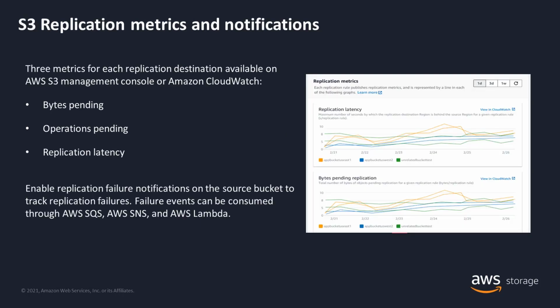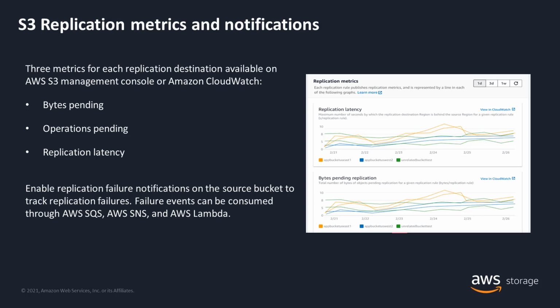Recently, we launched replication metrics and notifications for all of your replication traffic. Now you can track object pending, operation pending, and replication latencies between source and destination buckets through the S3 Management Console or on Amazon CloudWatch.